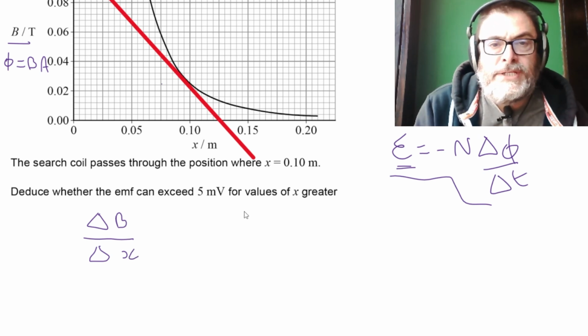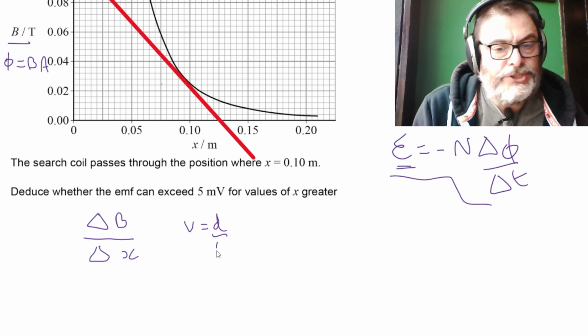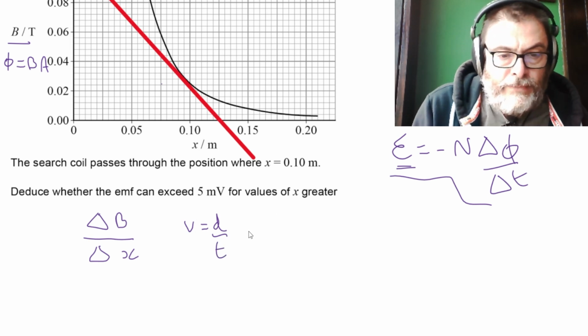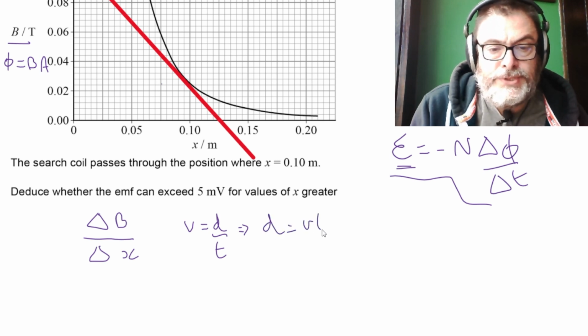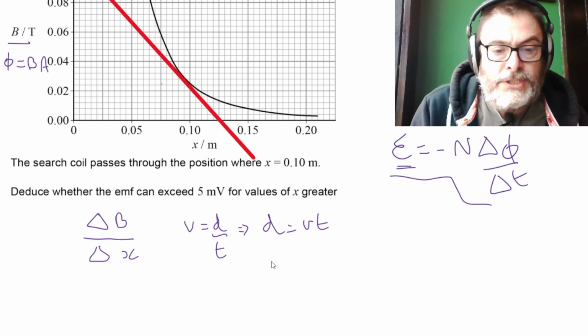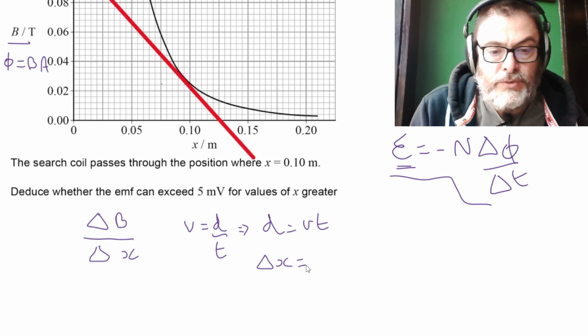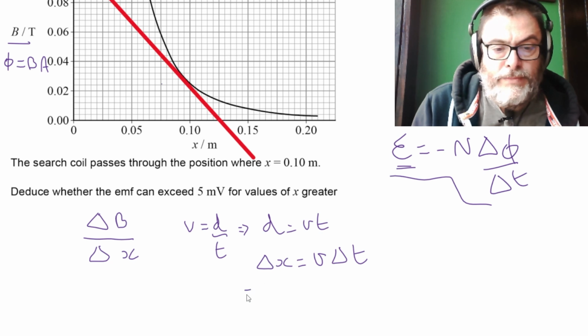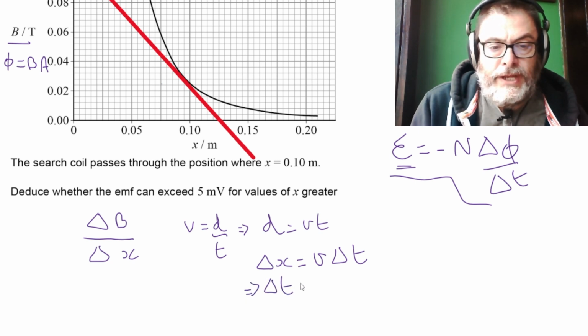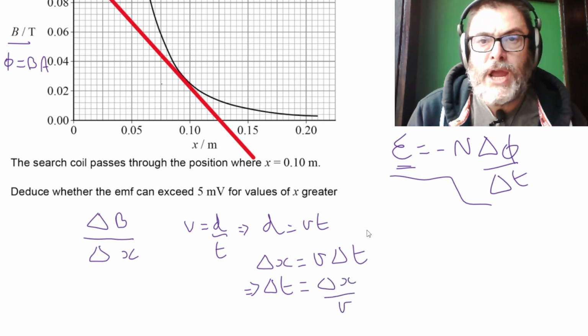Well, the big link into this question is to remember that velocity, of course, is distance over time, which you just know because you've done it so many times. That means, of course, that distance is going to be equal to velocity times time. So taking it as a gradient, this is going to mean that the change in the distance, which for us is x, so delta x equals the velocity times delta t, which therefore means that delta t is going to be equal to delta x over v. And now we have a way into our formula up here.